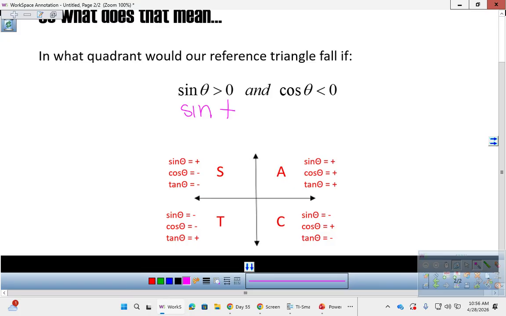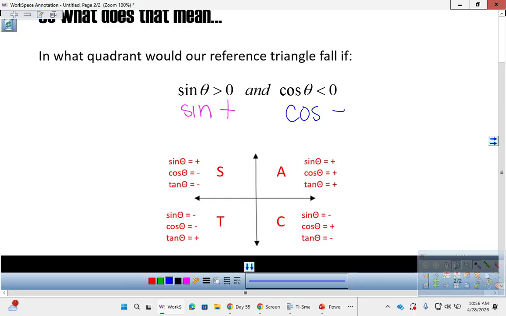Cosine theta is less than 0. Well, that means that cosine is negative, because being less than 0 is going to be a negative number. You with me so far?